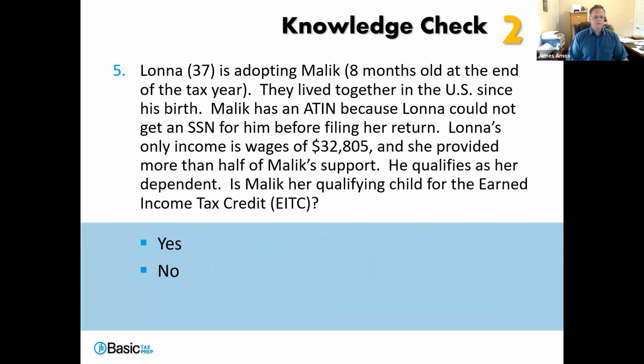All right. So Lana is 37, is adopting Malik, who's 8 months old at the end of the tax year. They lived together in the U.S. since his birth. Malik has an ATIN because Lana could not get a Social Security number for him before filing her return. Lana's only income is wages of $32,805, and she provided more than half of Malik's support. He qualifies as her dependent. Is Malik a qualifying child for EIC? Yes or no?